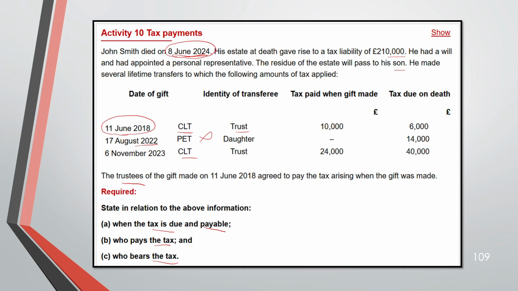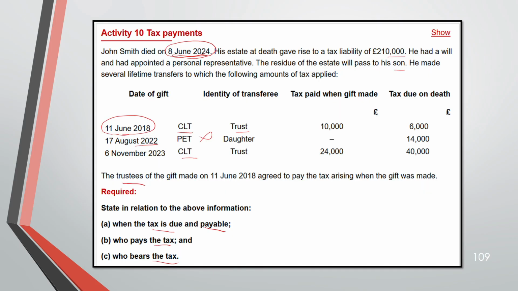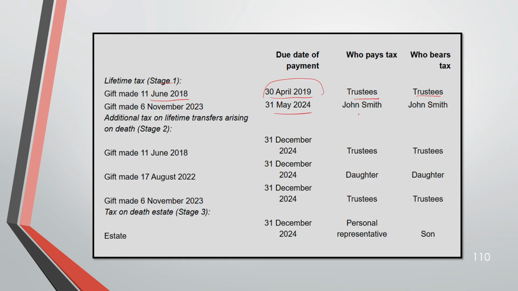And coming to the next CLT, 6 November 2023. So here also it will be 30th April 2024. So you have to take 6 months. So from November, December, January, February, March, April, May. So it's 31st May 2024. And it's just trust. So who will pay? The transferor. They did not elect. So it's John Smith.